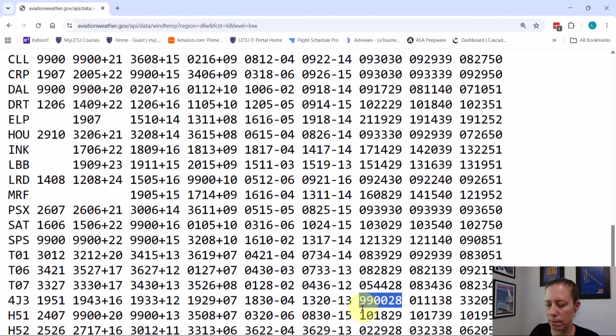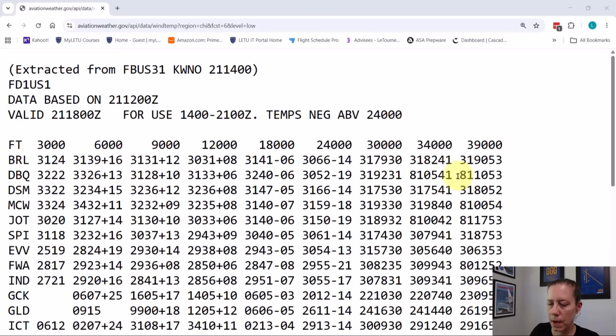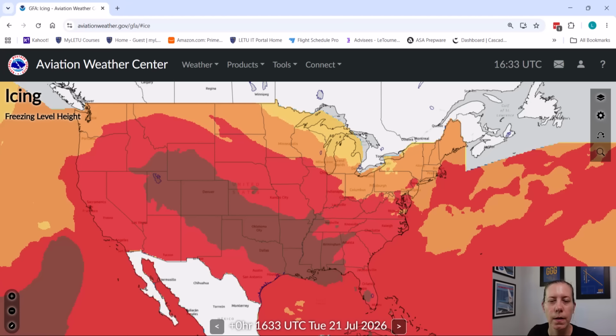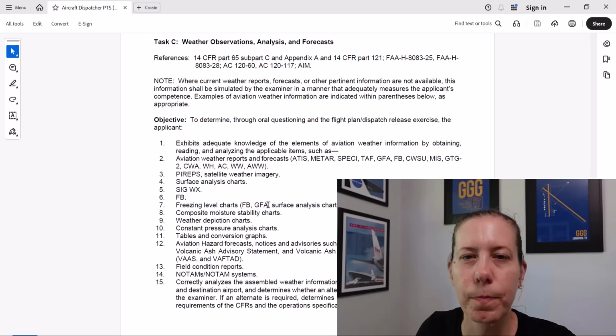What about here? What does this mean? 990028. Okay, and what about here over Dubuque where it says 811053 at 39,000 feet? How do you read that? Okay, so let's talk about the freezing level. How do you read this chart and what is it good for?